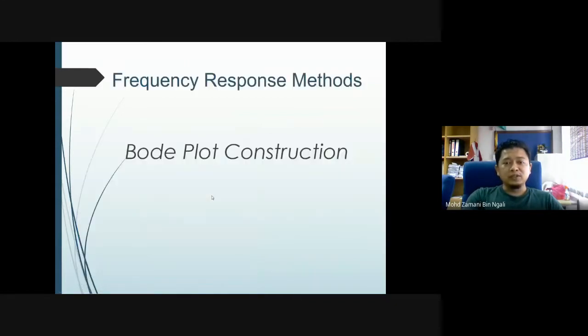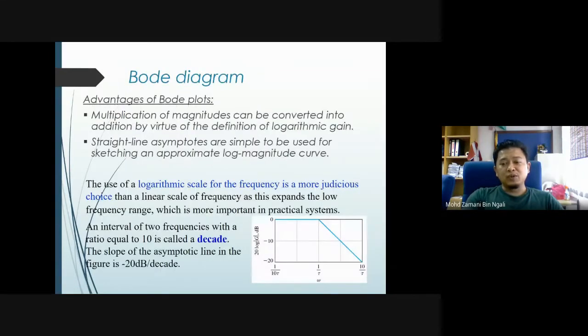All right, so now we try to draw manually the Bode plot. We have two plots that we will have to construct. One is the gain plot and one is the phase plot. Okay, right. So this is the advantage of Bode plot.